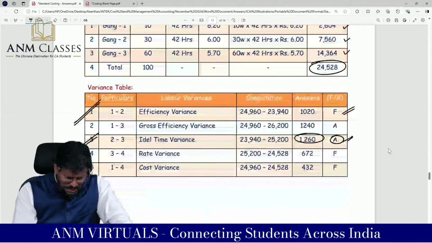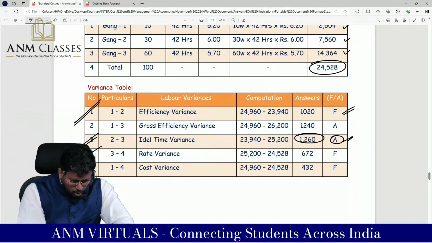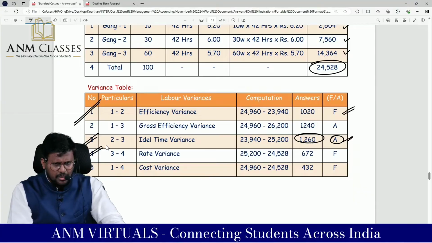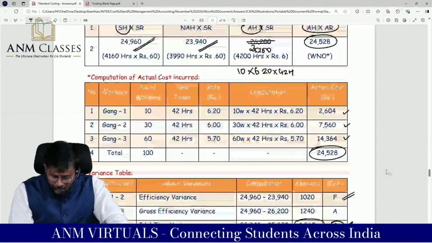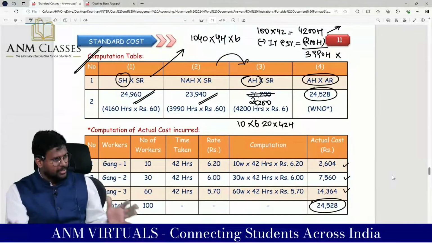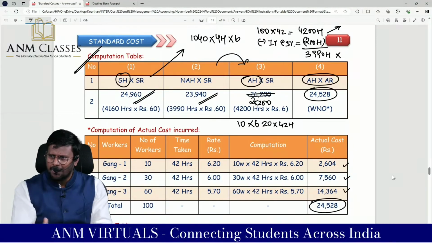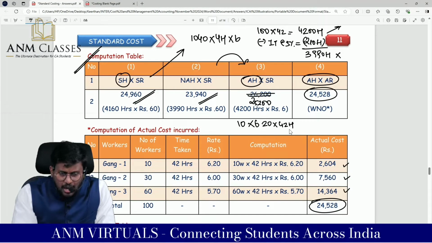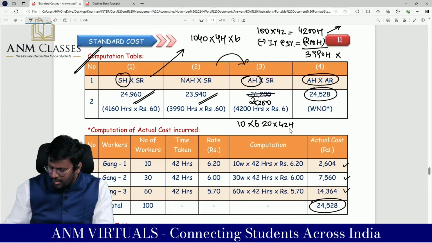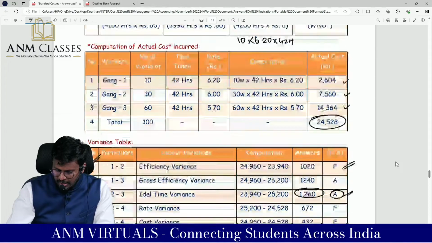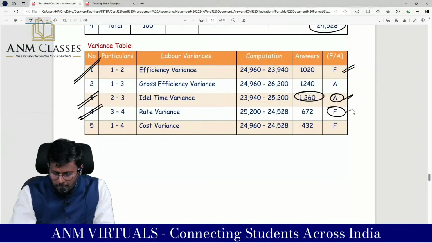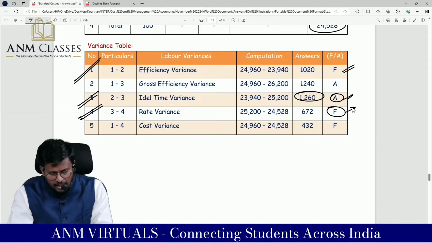The next one sir, அப்ப நம்ம 2 minus 3 முடிச்சாச்சு. 3 minus 4 is rate variance ஆ? இது ஒரே ஷாட்ல கால்குலேட் பண்ண முடியாது. பிகாஸ் என்னன்னா பல கேடருக்கு பல ரேட் பே பண்ணிருக்க. அப்ப என்னால டோட்டல் தான் மைனஸ் பண்ண முடியும். 25,200 minus 24,528 comes to 672 favorable. Comfortable ஆ? எங்க கூட இருக்கியா?